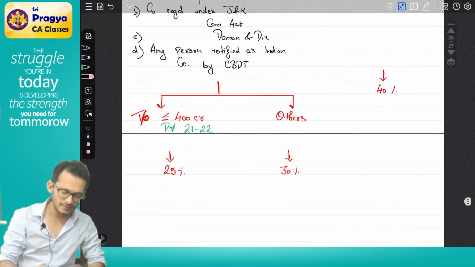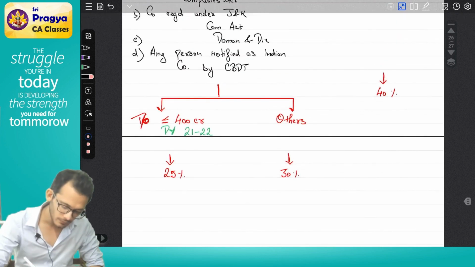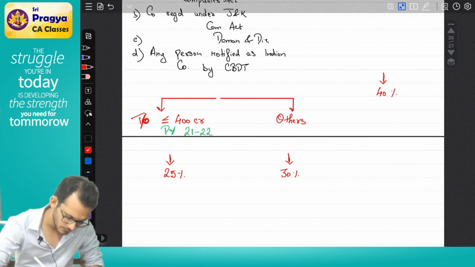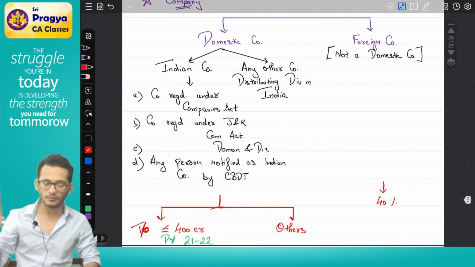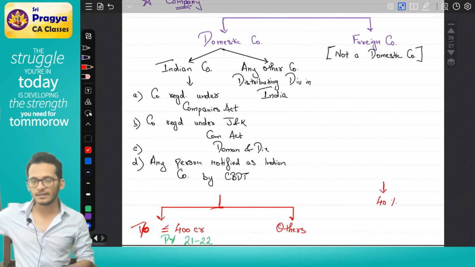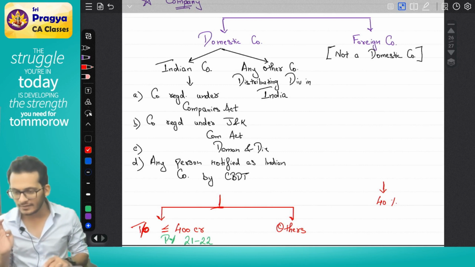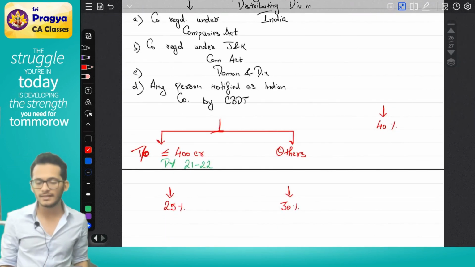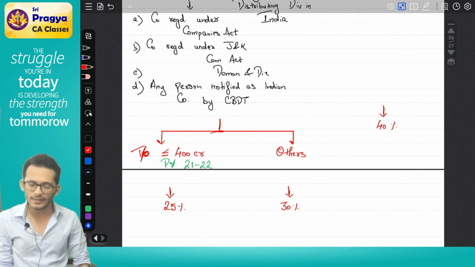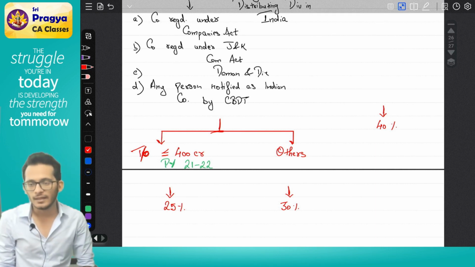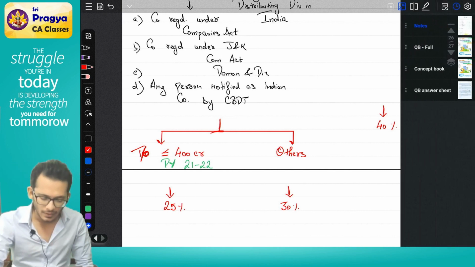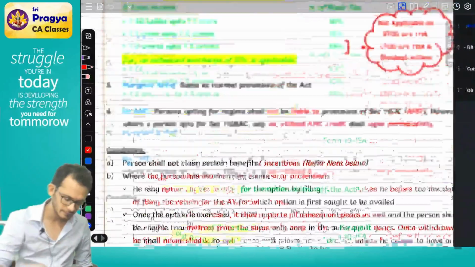This is what your tax rates are for companies. Repeat it with me. There are two tax rates. One is for a domestic company, one is for a foreign company. The foreign company tax rate is 40%. For a domestic company, check the turnover. If the turnover is less than 400 crores in previous year 21-22, it is 25%. If not, it is 30%. Go back to your concept book. In your concept book, you will find these rates.